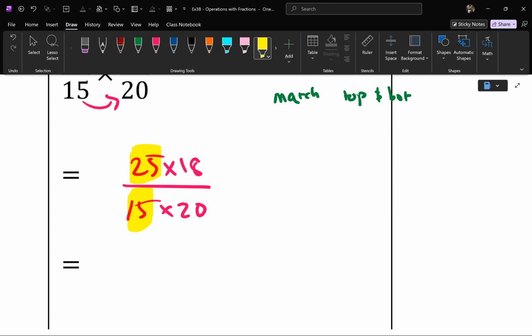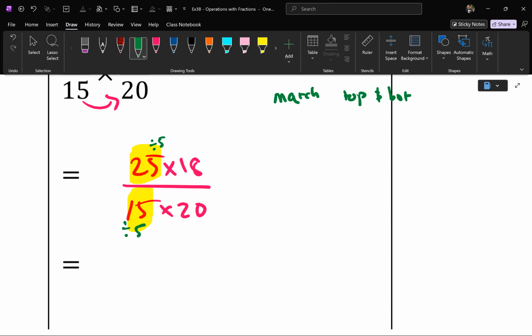Now, what's common about 25 and 15? Fraser? Very good. They both have a common factor of 5. Okay? Now, this is what I mean when it depends on how strong your multiplication tables are. So knowing your 5 times tables, 15 and 25 have a common factor of 5. So how many 5 goes in 25 and how many 5 goes in 15? 5 and 3. Very good.